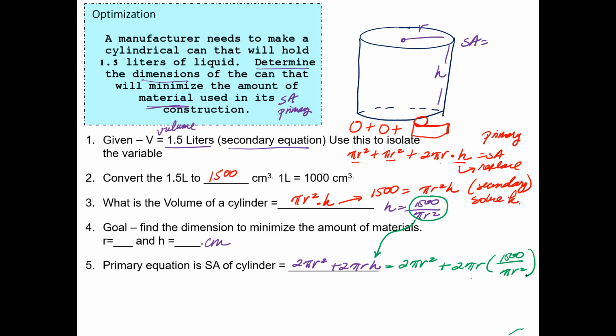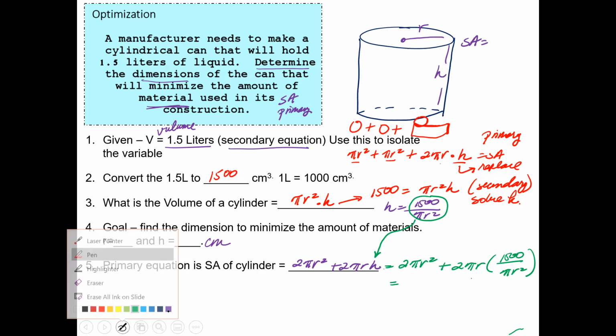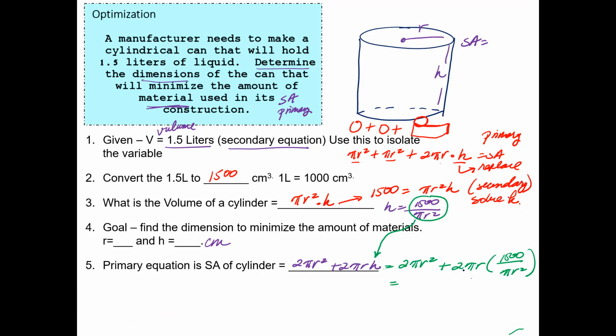And of course, we can go ahead and simplify this a little bit further. By simplifying, I can take the 1500 times it by 2, which will give me 3000, and that'll be 2 pi r squared plus 3000. Notice the pi cancels, r and r squared cancels, which leaves with an r in the denominator.